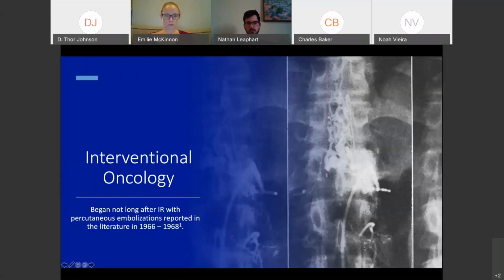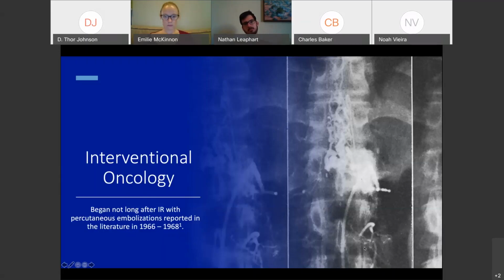Interventional oncology actually started about the same time as interventional radiology. The picture that you're seeing over there on the right is actually embolization of a vascular spine tumor. And this happened in 1965. This particular procedure happened in 1965. And published reports started trickling out in 66 through 68.